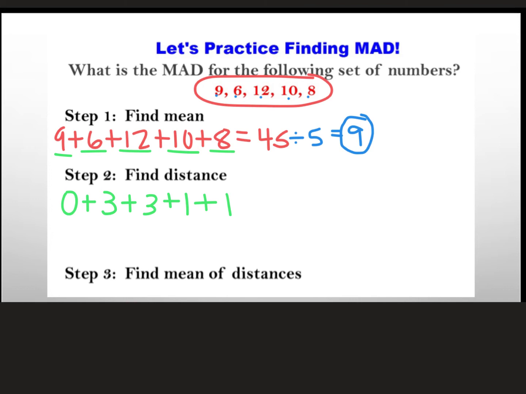So add them all together. You should get 8. In order to find mean, you add them up, then divide by the numbers you have. So we have 1, 2, 3, 4, 5 data pieces. So 8 divided by 5 gives us a M.A.D of 1.6.